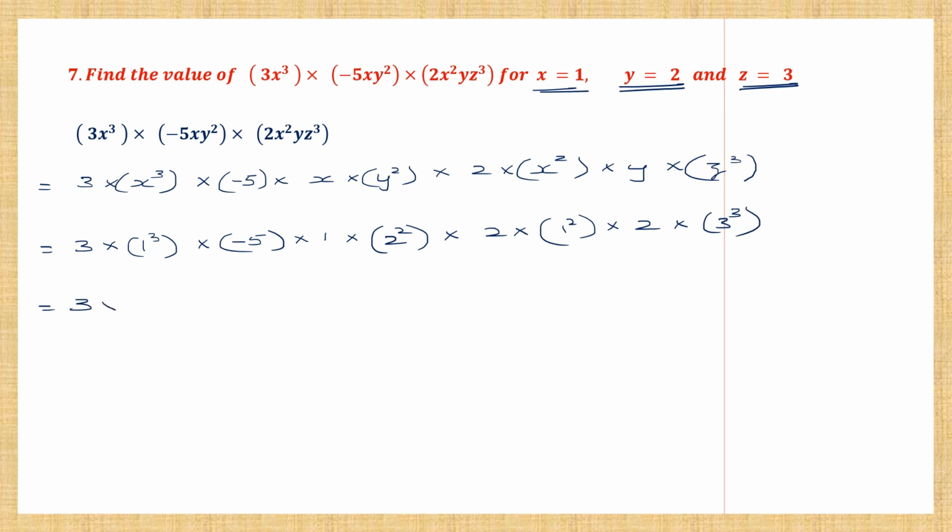So this is 3 into 1 to the power of 3. 1 into 1 into 1 is 1, into minus 5, because it's minus I'm putting it within brackets, into 1 into 2 to the power of 2 is 4, into 2 into 1 to the power of 2, 1 into 1 is 1, into 2 into 3 to the power of 3, that is 3 into 3 into 3. 3 3s are 9, 9 3s are 27.